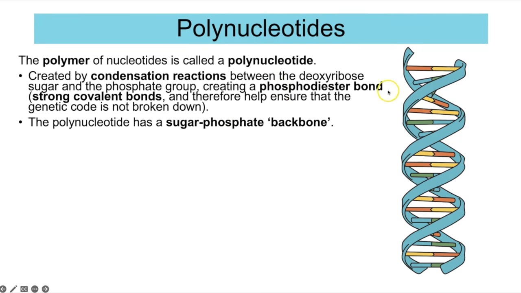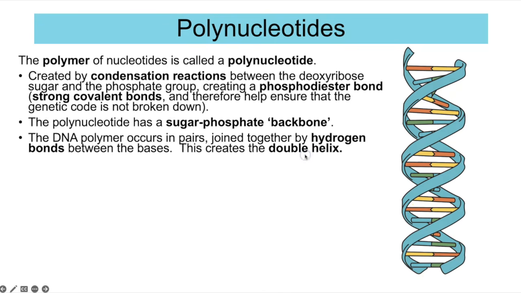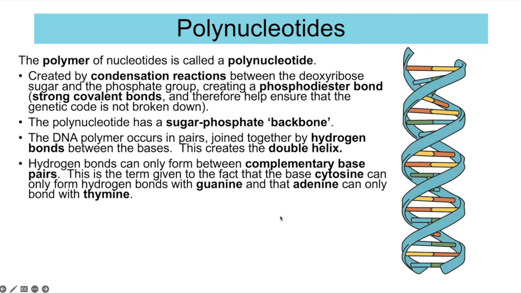The sugar phosphate backbone you can see a little bit clearer now because it's shown in blue around the outside of this double helix. And the DNA polymer occurs in pairs joined together by hydrogen bonds. So these coloured parts sticking out here are representing the complementary bases, and at every point that would be either two or three hydrogen bonds holding together those two chains.